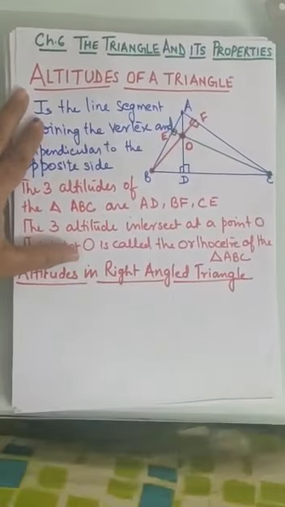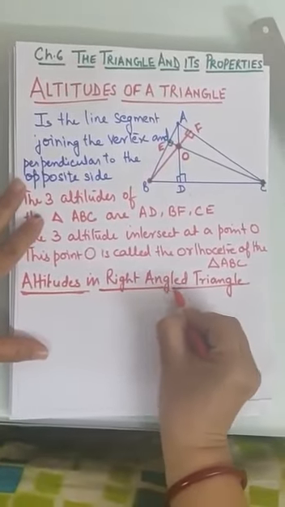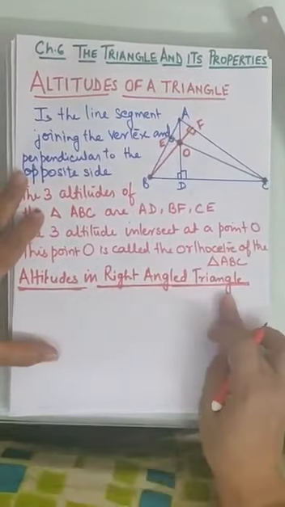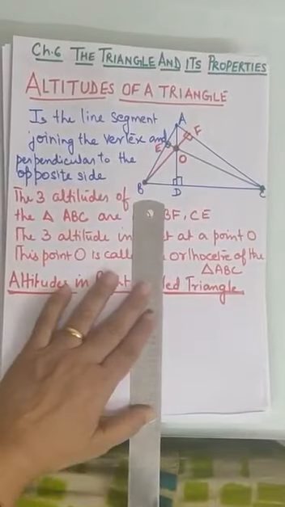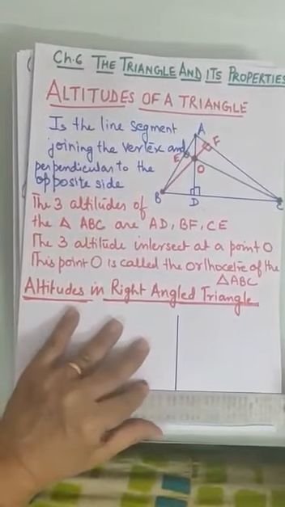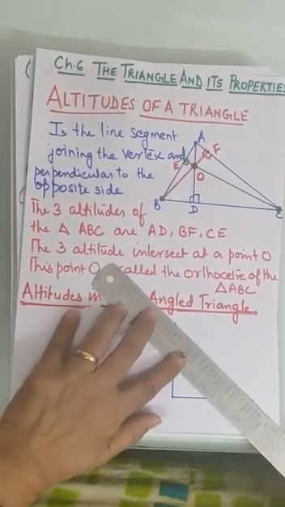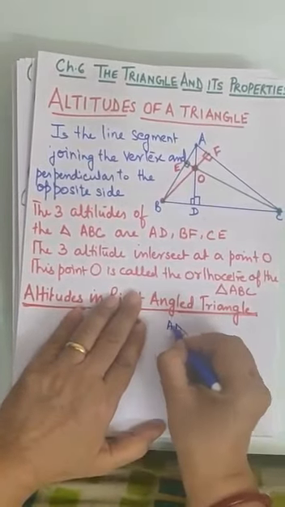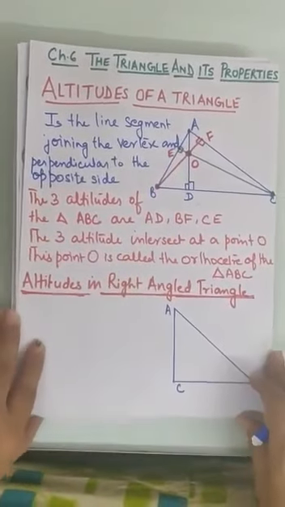Now let us find altitudes in a right angled triangle. This is an acute angle triangle. Let us find the altitudes in a right angled triangle. So let us draw a right angled triangle and label it A, B and C. Now see here, what is the altitude?